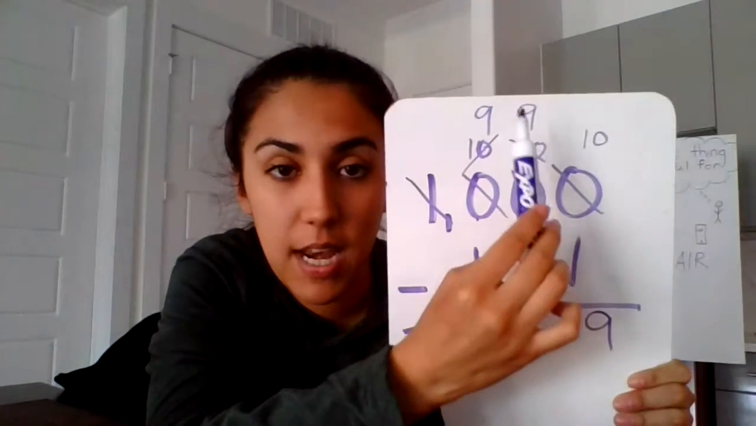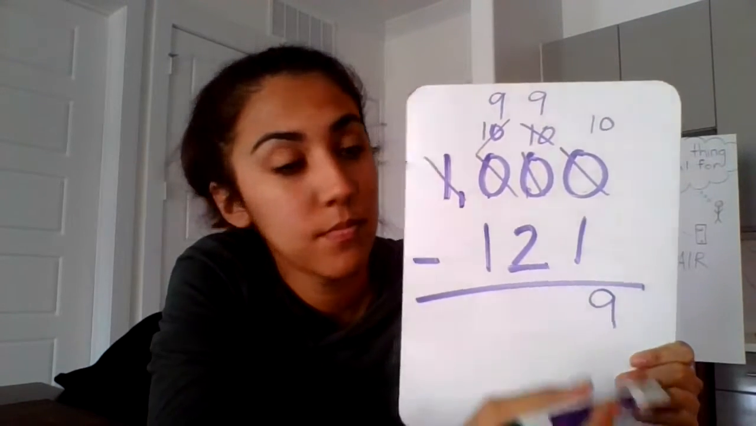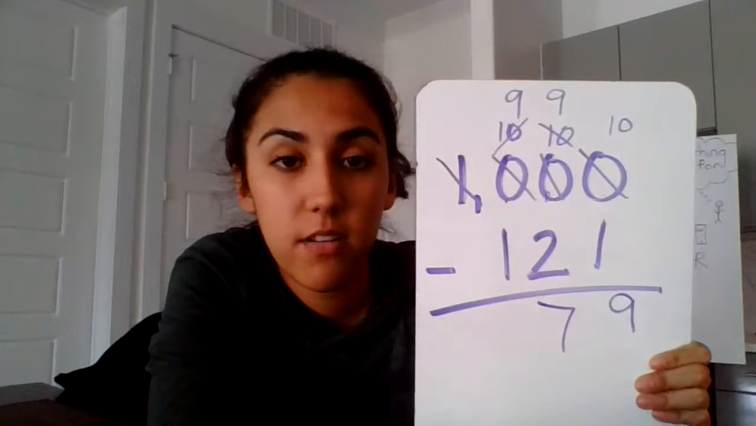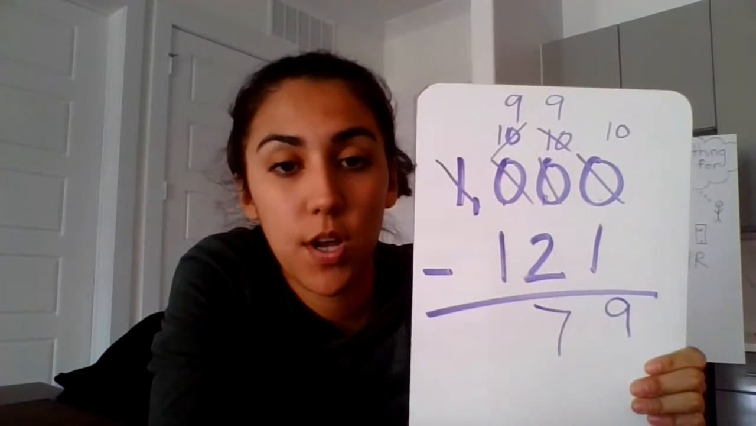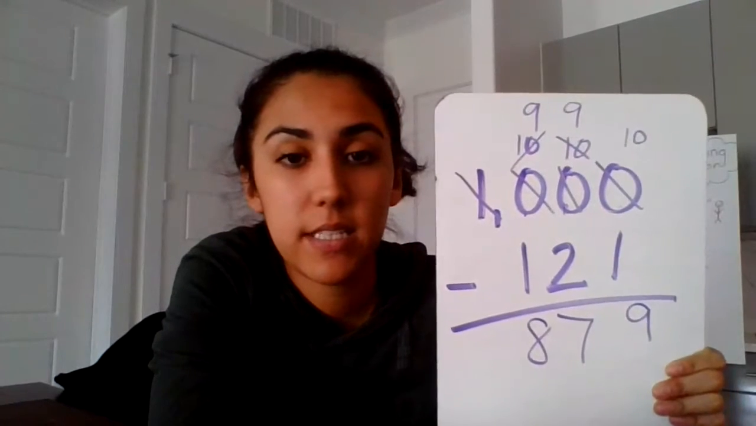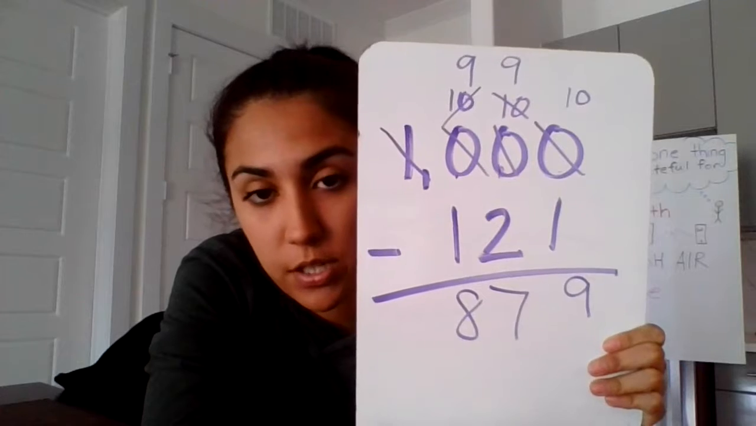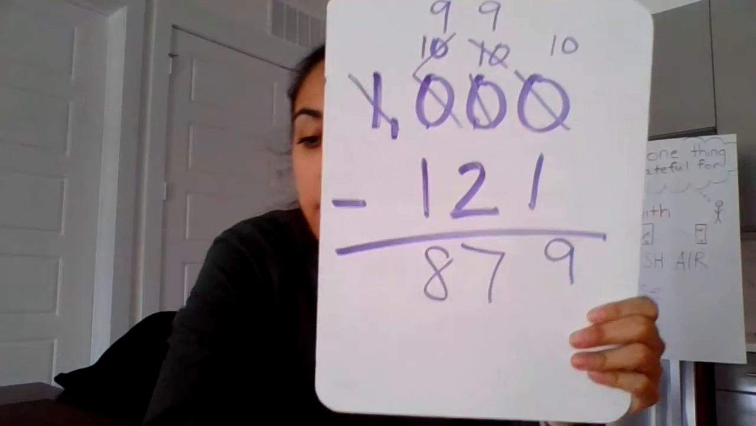9. 9 minus 2 equals 7. 9 minus 1 equals 8. And nothing minus nothing is nothing. So your final answer, boys and girls, is 879.